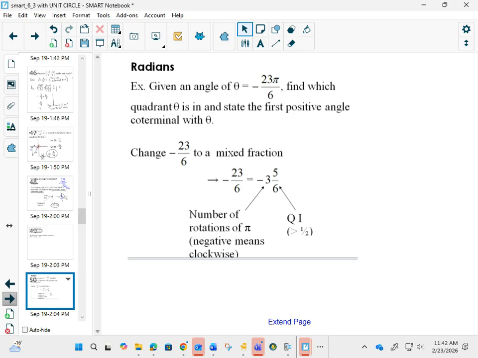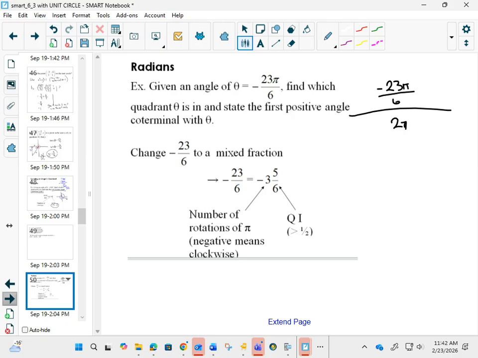Now we're going to go to radians. And radians almost always, they get you to do things without a calculator. So you could, if you had a calculator, take the -23 pi over 6 and divide it by 2 pi and do the decimal thing and figure out what the answer is. And the negative means it's going in the opposite direction. But most of the time, they're going to get you to do radians without a calculator.